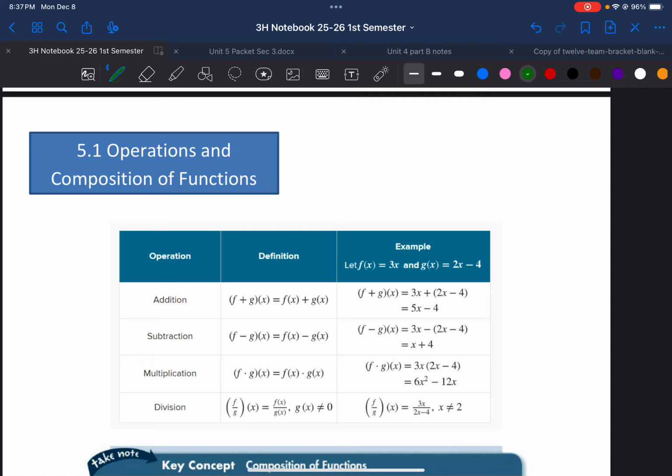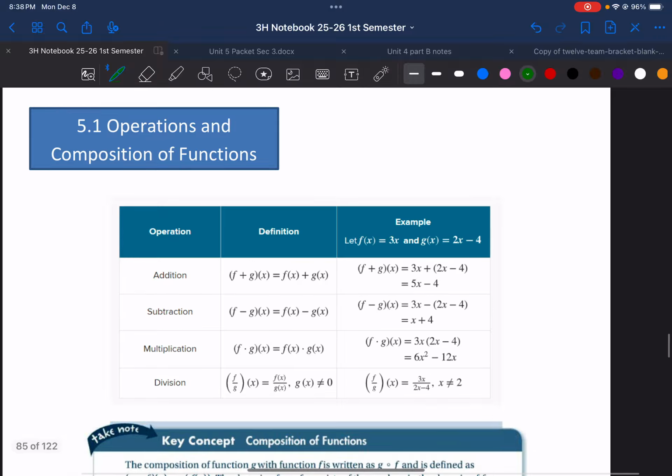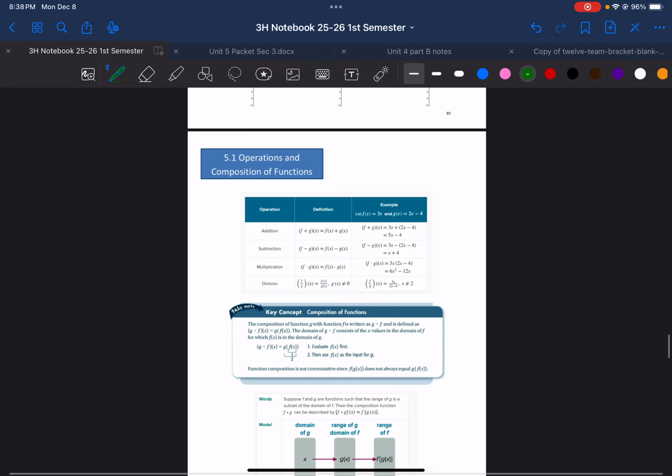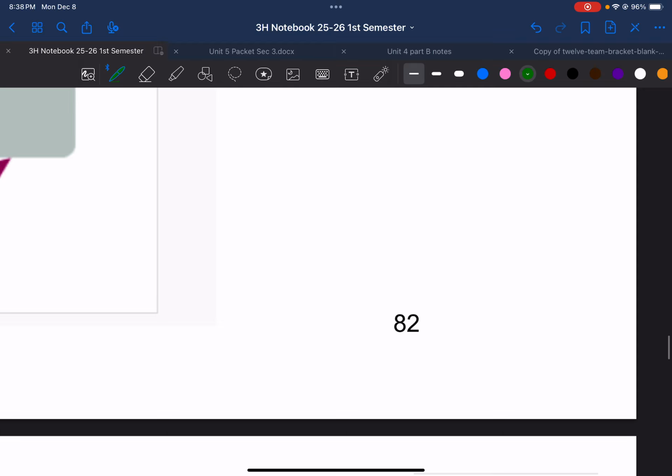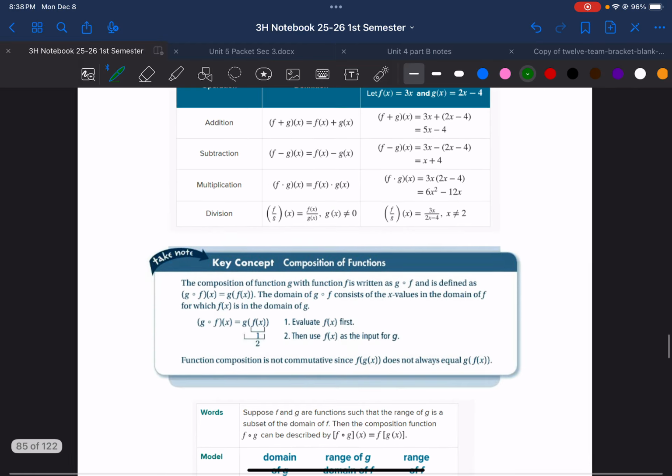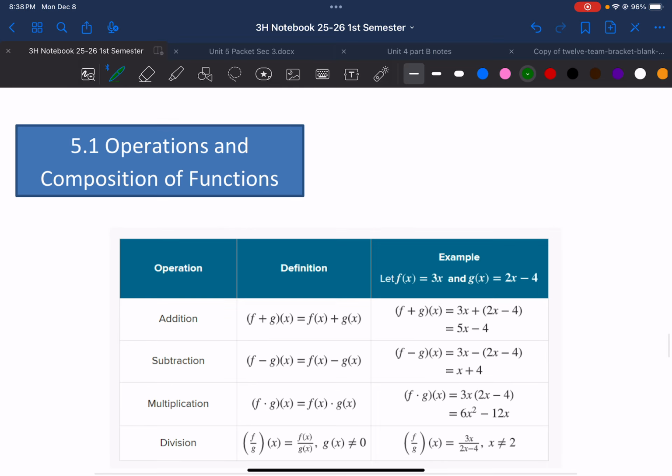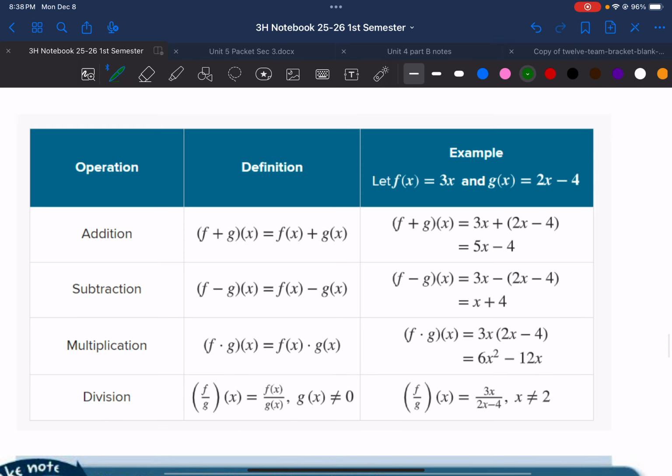Okay, this is going to be a quick one for you guys, and then you'll be let free to work on your homework assignment. Make sure you have your book open to page 82, and we will begin. Addition, subtraction, multiplication, division of different functions. It has weird notation, but we've done this stuff before.